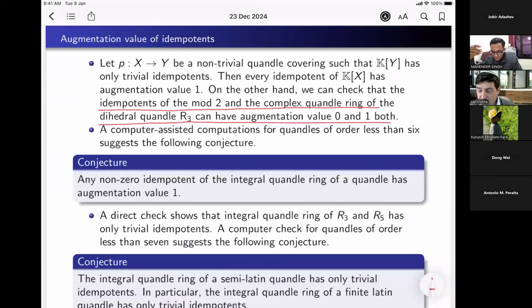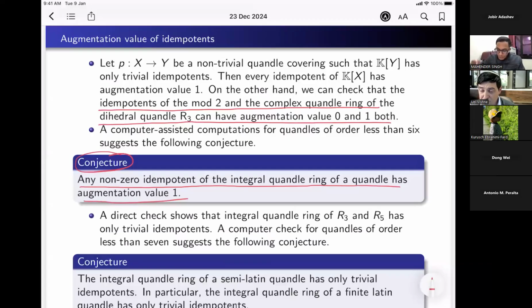In our computations up to quandles of size 7, all the quandles of size 7, we did a Magma computation, which asserts the following conjecture. Any non-zero idempotent of the integral quandle ring of a quandle has augmentation value 1. We could not find any non-zero idempotent with augmentation value 0 over integers. So it's always turning out to be 1.